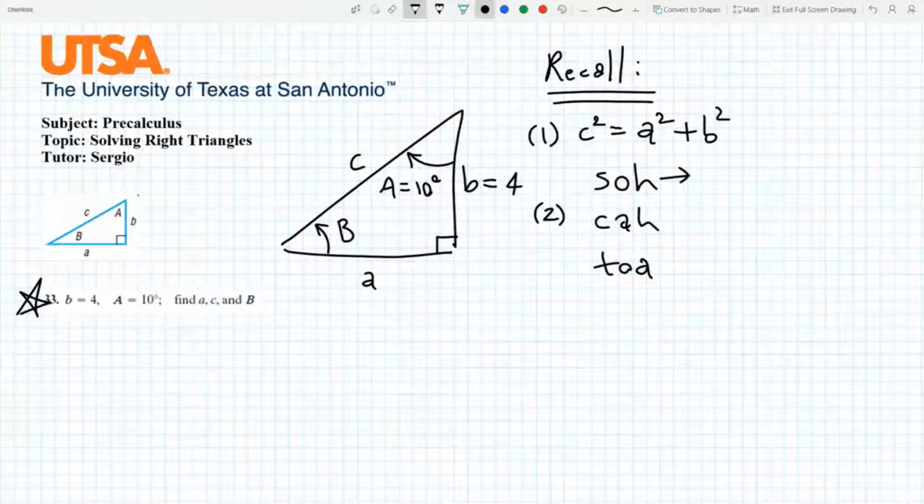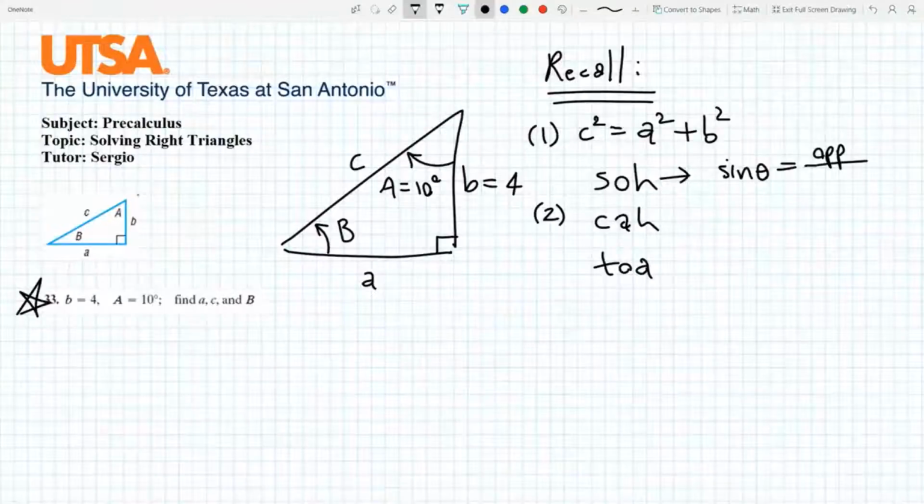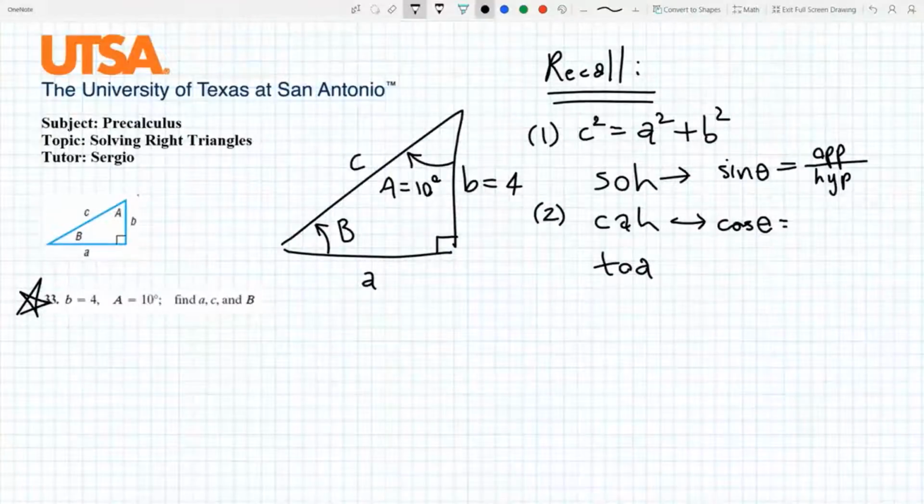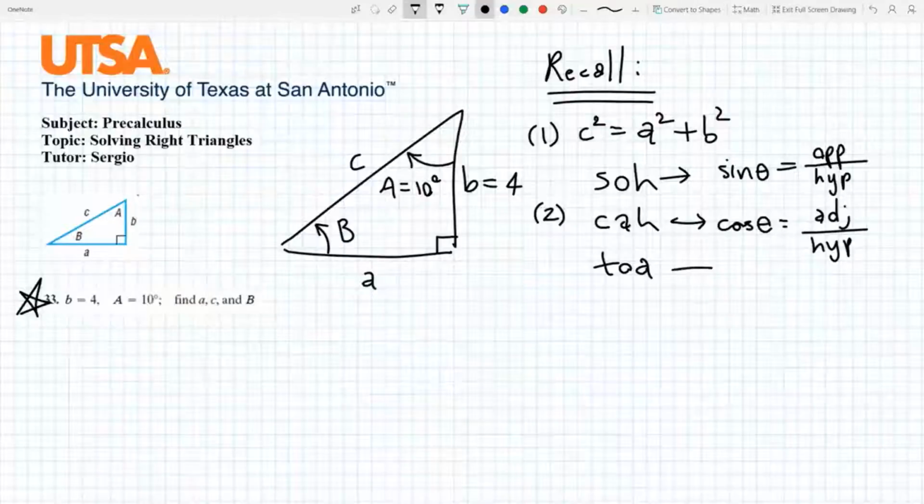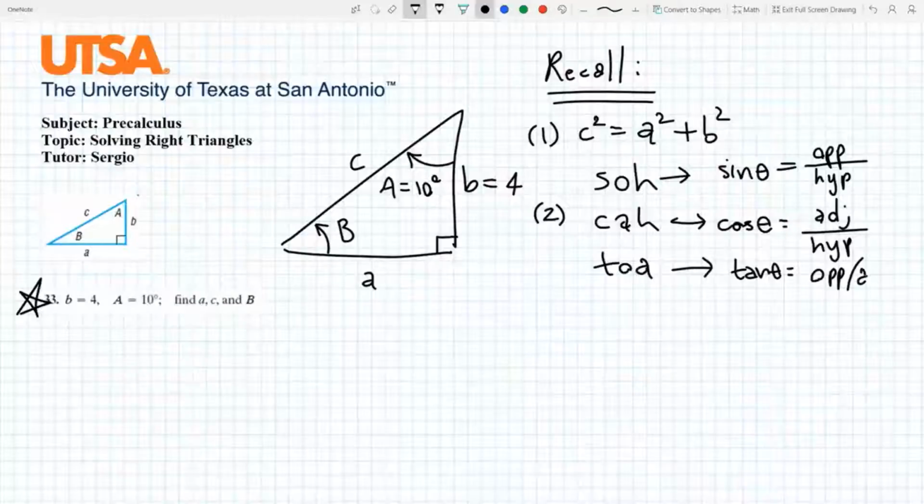Number 2 is SOHCAHTOA. SOH stands for the sine of any angle theta is equal to the opposite side relative to that angle divided by the hypotenuse of that particular right triangle. The cosine of the angle is very similar, except that instead of opposite, we use the adjacent, or the side next to the angle theta, divided by the hypotenuse. And then the tangent, or the TOA part, is the tangent of the angle is the opposite side over the adjacent side. So these are the formulas that I use in order to solve for the missing sides and angle.